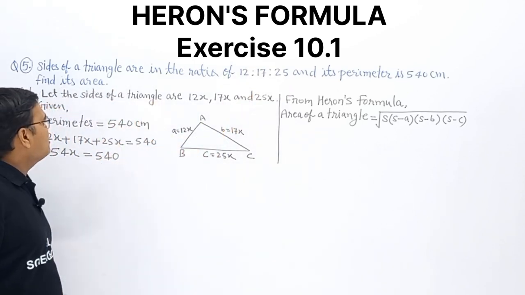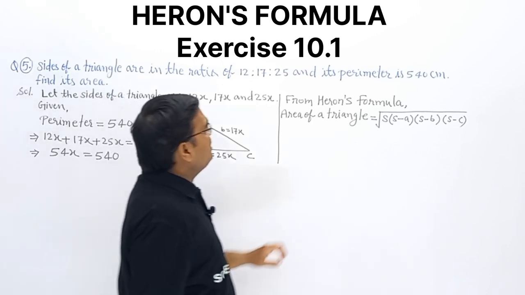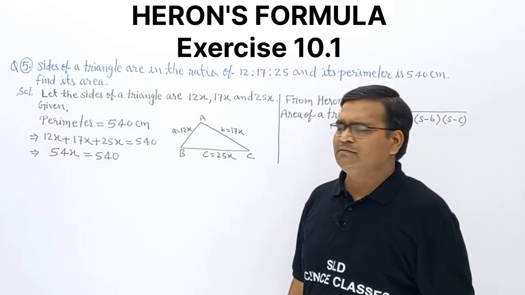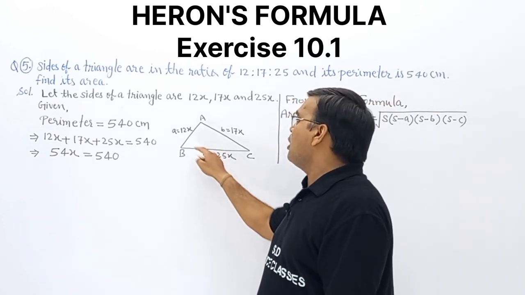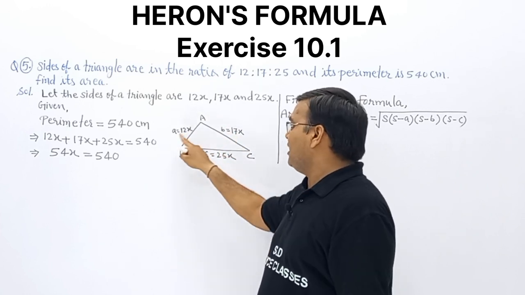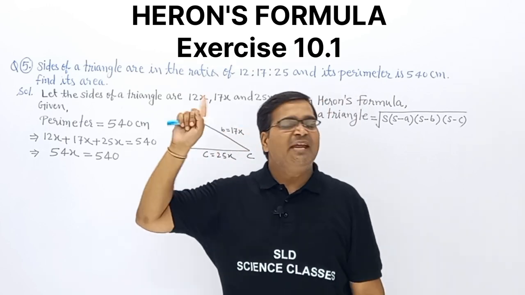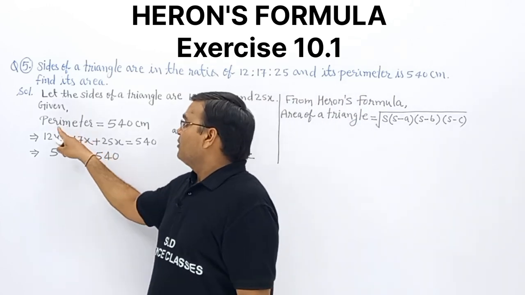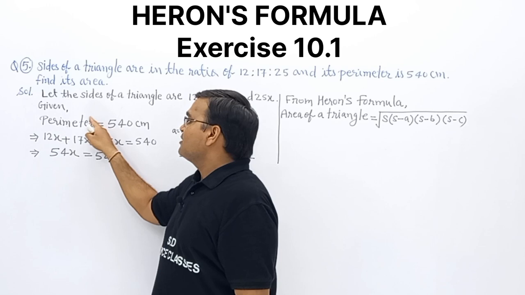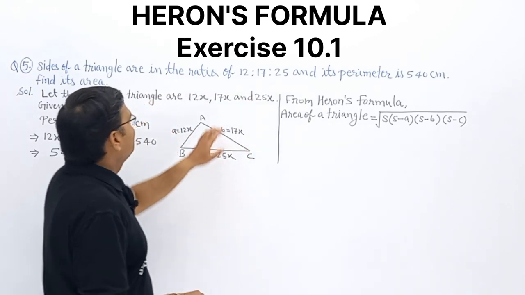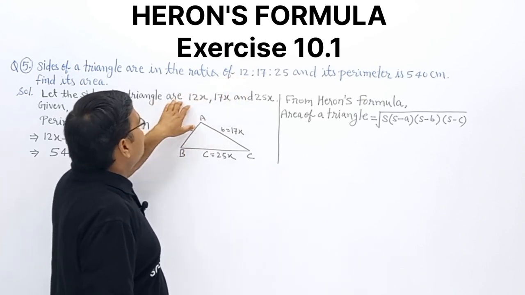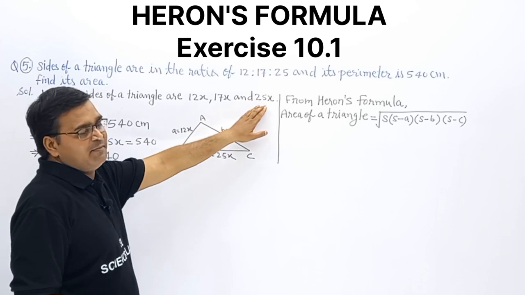So we assumed all the sides, and the other thing we have is that its perimeter is 540 centimeter. Perimeter is the sum of all sides. We have three sides A, B, C, and the sum A plus B plus C is the perimeter. So given perimeter equals 540 centimeter. We assumed the sides like 12x, 17x, 25x.